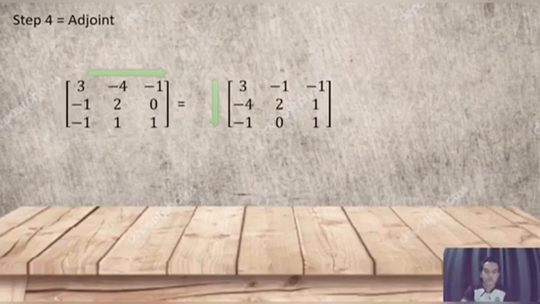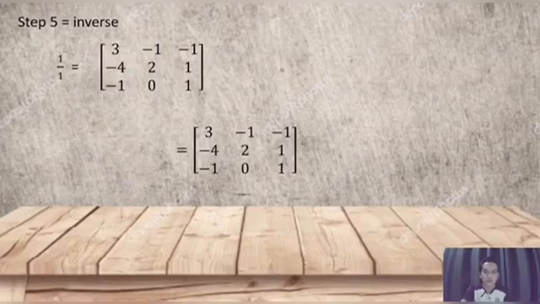After that, step 4 is find the adjoint. Now, transpose all elements of the previous matrix. In other words, swap their positions. And the answer is first row 3, -1, -1, second row -4, 2 and 1, and third row -1, 0 and 1.